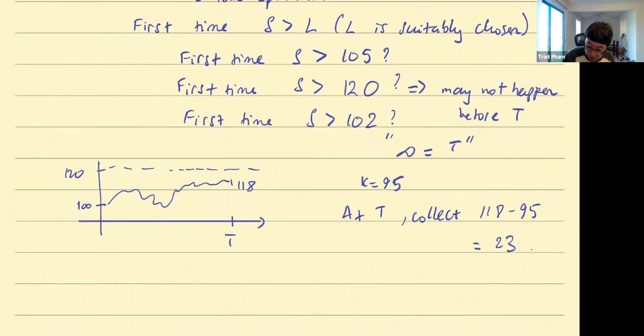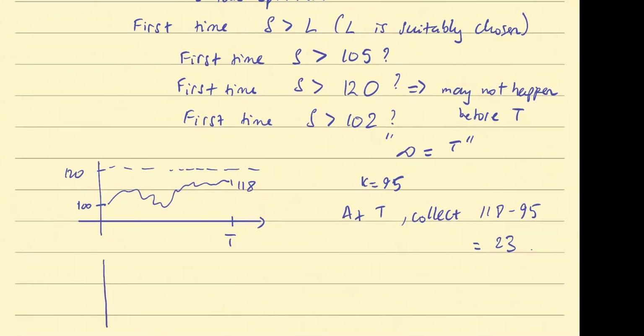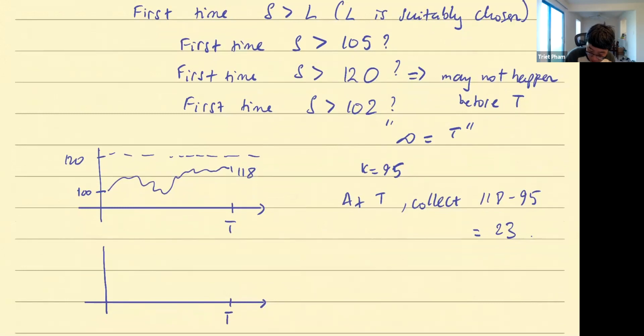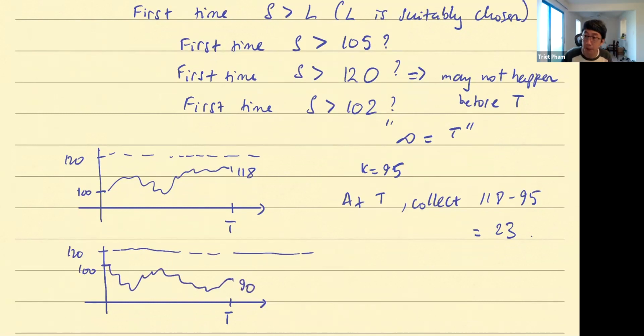But let's say another scenario. What I want to say is this: suppose the stock is doing very terribly, and suppose it ends up at 90. I would argue that in this case, it doesn't hurt for me to set tau equal to T.